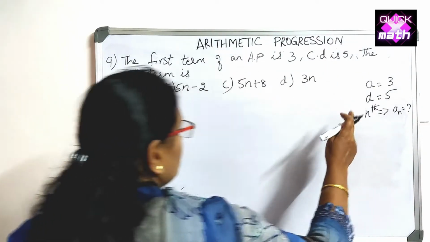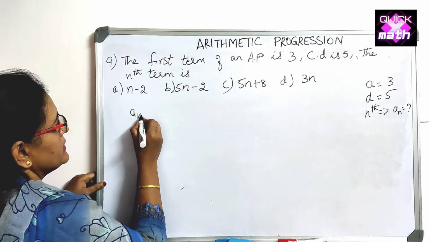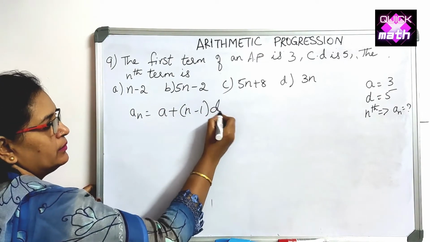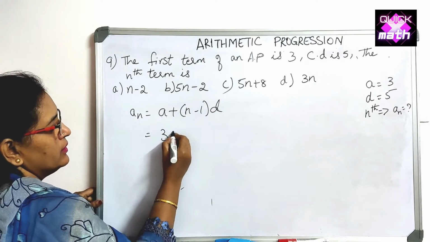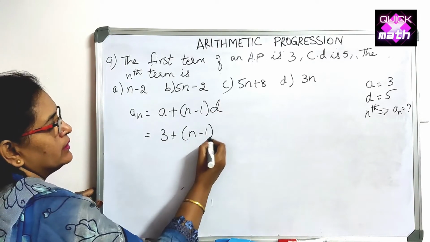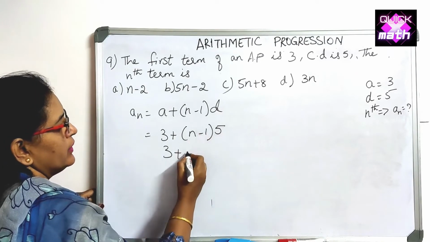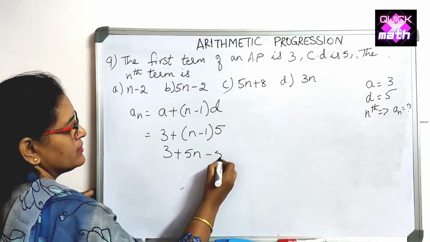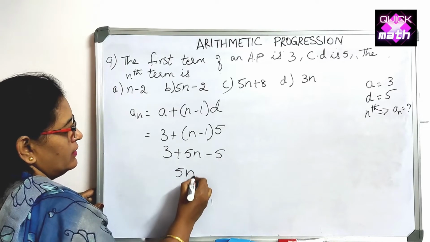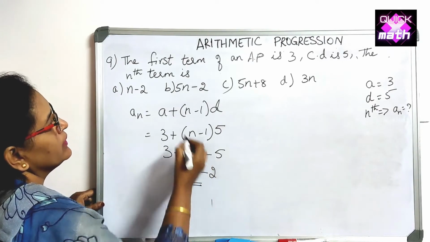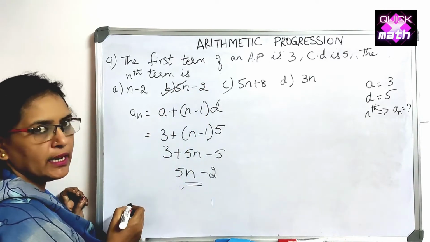So as we know A and D. So nth term means AN formula A plus n minus 1 into D. So A is 3 plus n minus 1 into D is 5. So 3 plus 5 into n, it is 5n minus 5. So 5n minus 2. 5 minus 3 is minus 2. 5n minus 2 is B option is the correct answer.